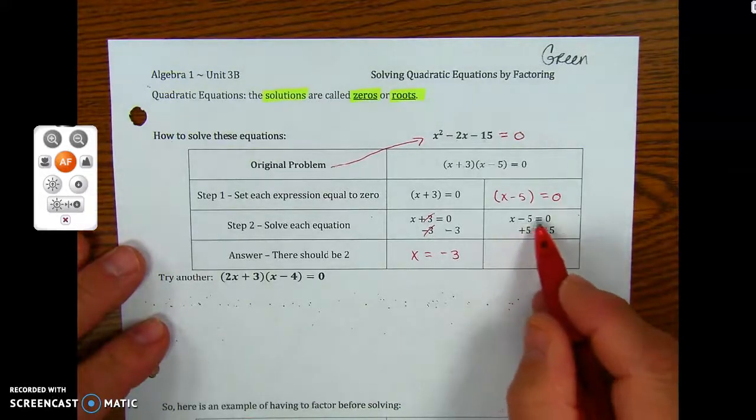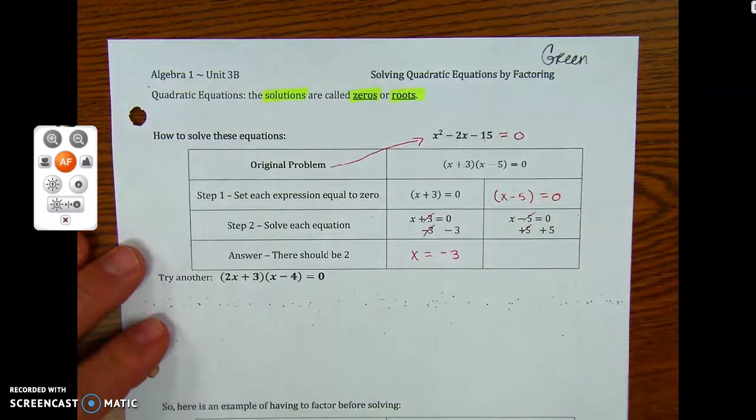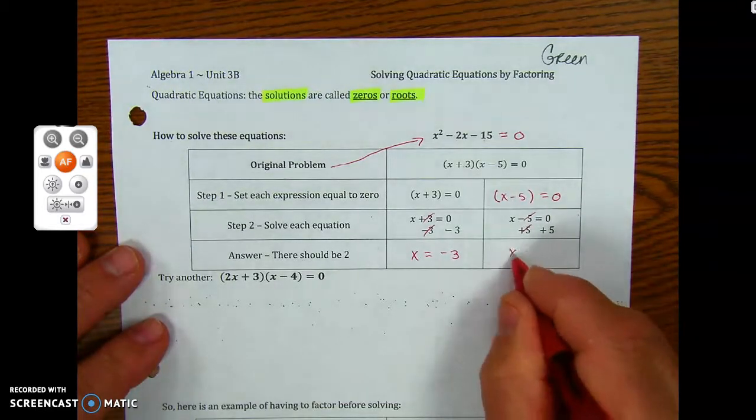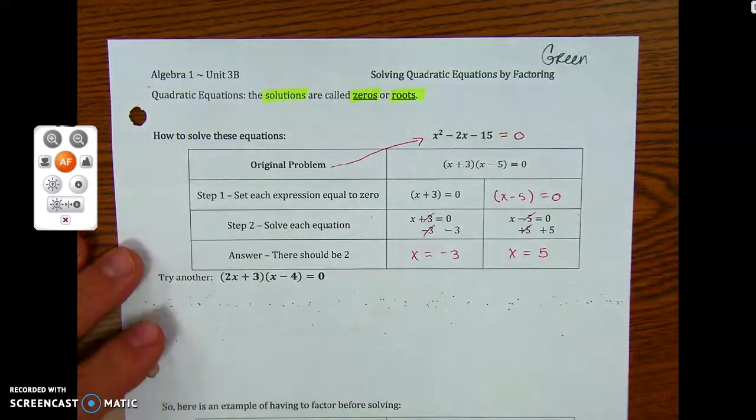All right, x minus 5 equals 0. Add 5 to both sides, cross these out. X equals 0 plus 5 is 5. That problem is solved. Okay?